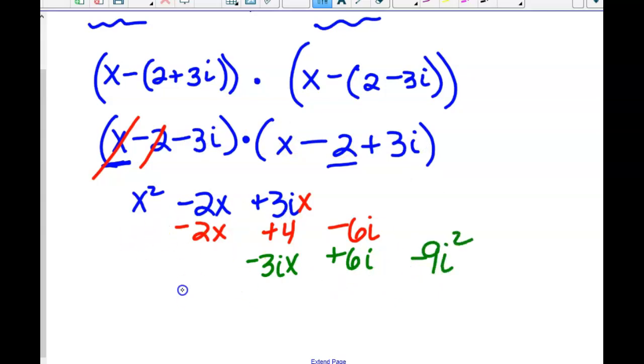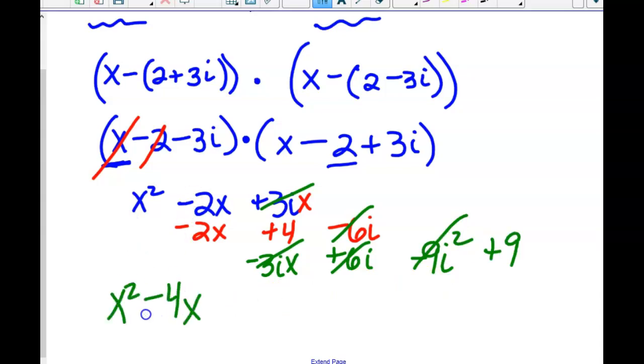Doesn't matter how you wrote them. You could write them all in one long line. Okay? But what happens at some point is those two go away. These two go away. What does minus 9i squared become? So what do I have left? I have an x squared minus 4x. 9 and 4 is plus 13, right? Okay, how does that relate?